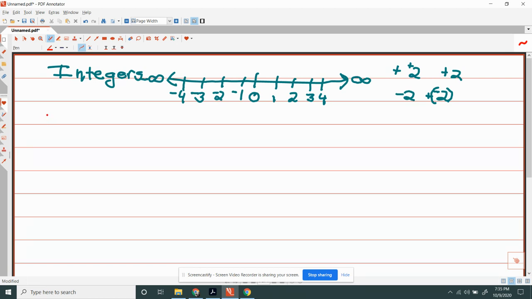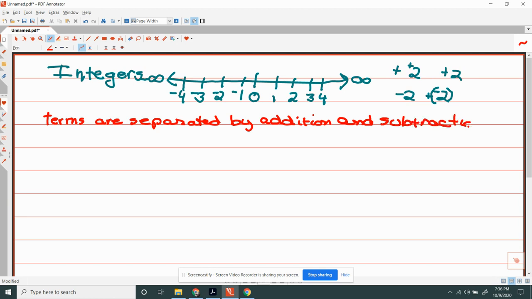Now, let's change our color for a minute. Expressions. Terms. Expressions do not have equal signs. Equations have equal signs. Inequalities have an inequality sign. Within all of those, terms are separated by what? What am I going to write? By addition and subtraction. Please memorize that. Super important.